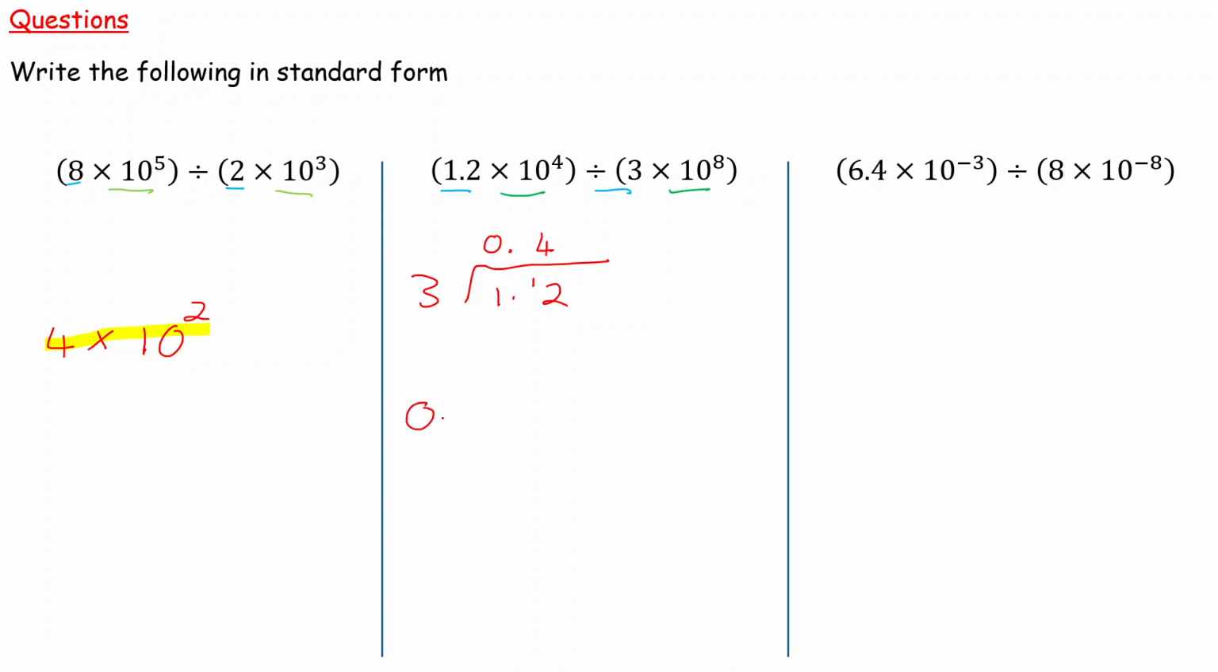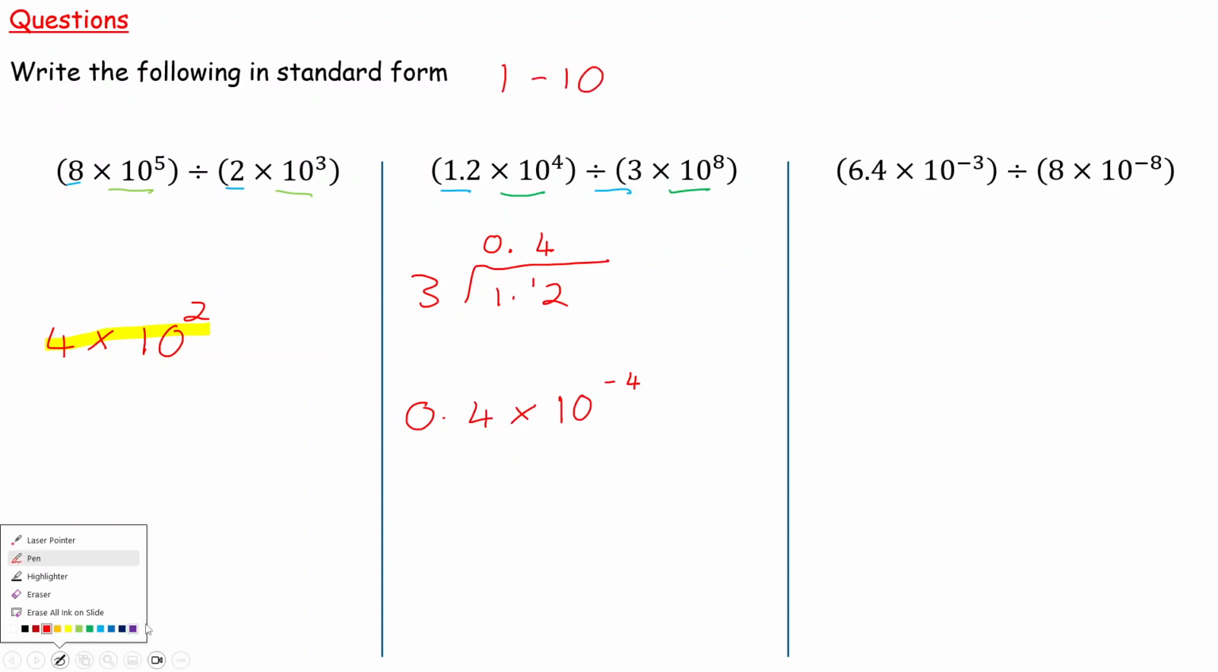So we get 0.4. We're timesing by 10 to the 4 divided by 10 to the 8. 4 take away 8 is equal to negative 4, so times by 10 to the power of negative 4. But there's an issue here because this number is not between 1 and 10, and it must be. So how can we get this to be between 1 and 10? We can times this 0.4 by 10, which means to keep your number the same, I've got to divide this by 10 to the power of 1. That's the same thing as just dividing by 10.